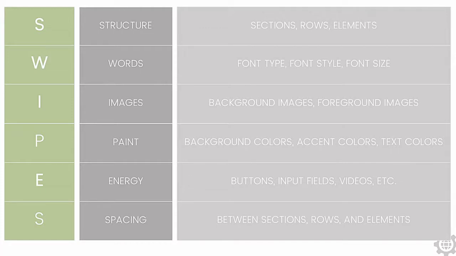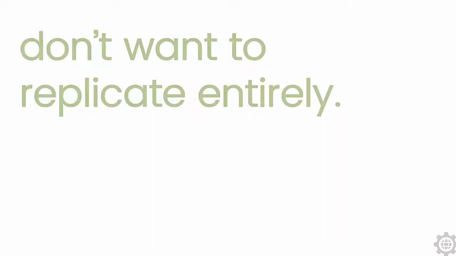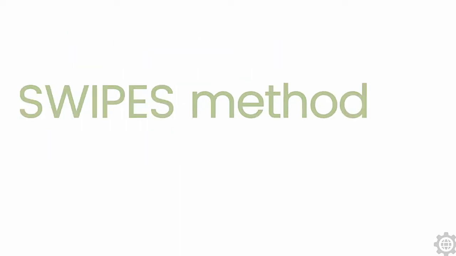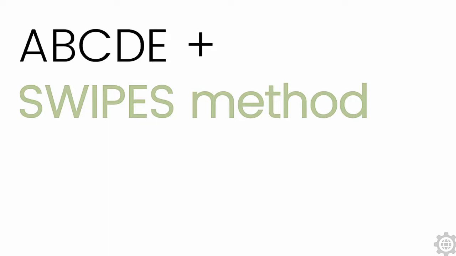Now, really quickly, that was the SWIPES method. We want to use these things not to just replicate something entirely, but instead to strip successful money-making concepts from businesses within our same niche that are more successful and smarter and making more money than us. So again, we're going to combine this SWIPES method, S structure, W words, I images, P paint, E energy, and S spacing, with something called the ABCDE method. Again, I'm going really quickly over this, so if you're new, just hang tight, you're doing great.